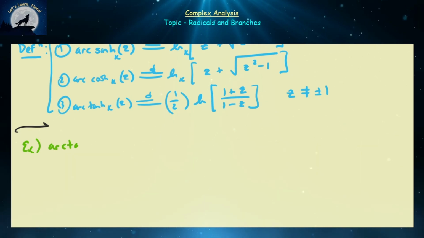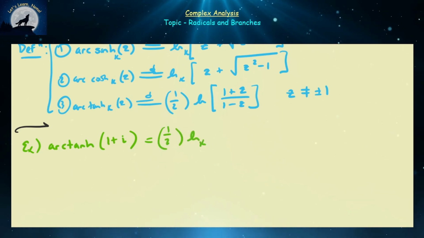Suppose somebody asks you to find the inverse hyperbolic tangent of 1 plus i. How would you find it? You might want to take a moment, pause this video, and see if you can calculate this on your own. From the definition that we derived, that's going to be equal to 1/2 times the natural log, and keep in mind this is a multi-valued natural log, of 1 plus (1 plus i), which is 2 plus i, and on the bottom 1 minus (1 plus i), which is equal to minus i.